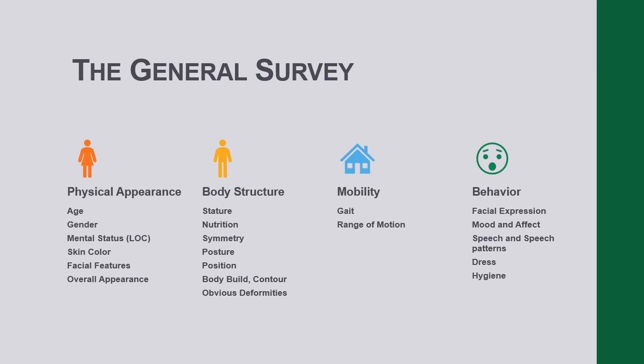So let's begin. When you walk into a room, the first thing that you notice is the patient's overall appearance, body structure, if they're standing or walking, their mobility, and their behavior. You may not have put those specific terms to what you were doing before, but this is called the general survey, and these are the things that you're assessing.